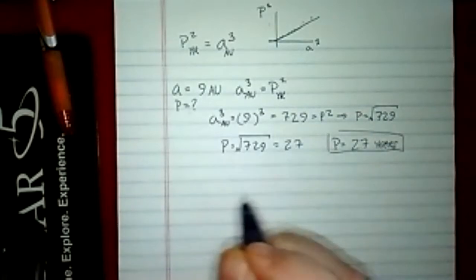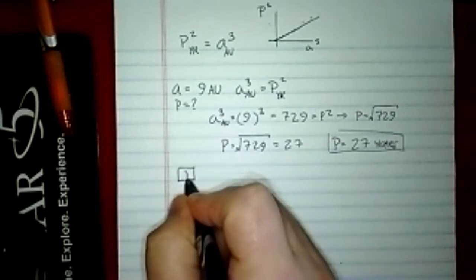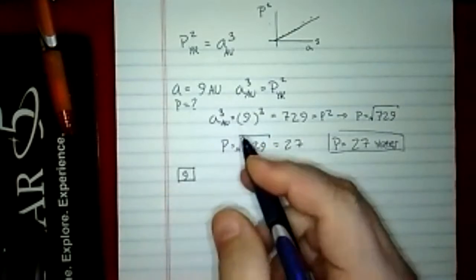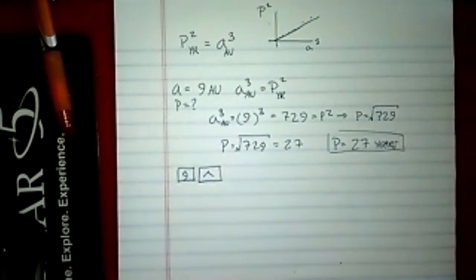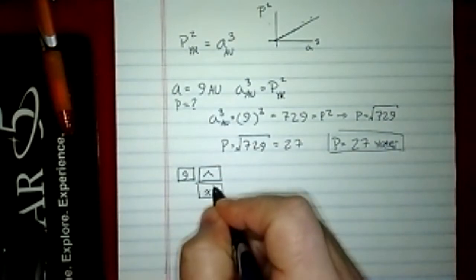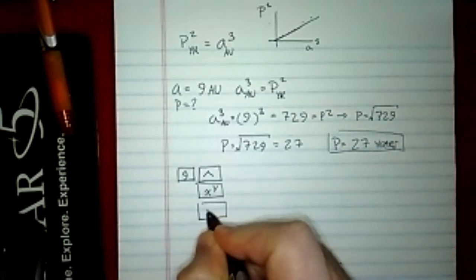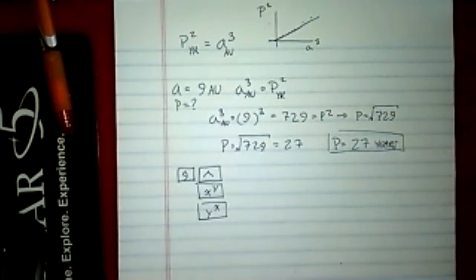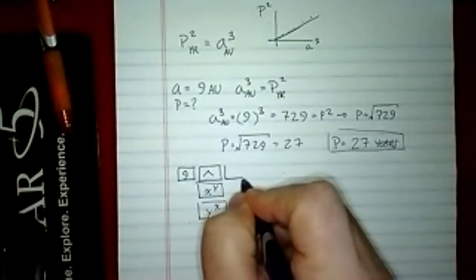Okay, now how would I do that in my calculator? Well, what I would get you to do is I'd get you to type in a 9, and then your calculator is going to have one of three buttons. It'll have either this button, which I call a carat key, or it'll have this button, x to the y power, or it'll have this button, y to the x power. Whichever button it has, I want you to type that and then hit a 3.